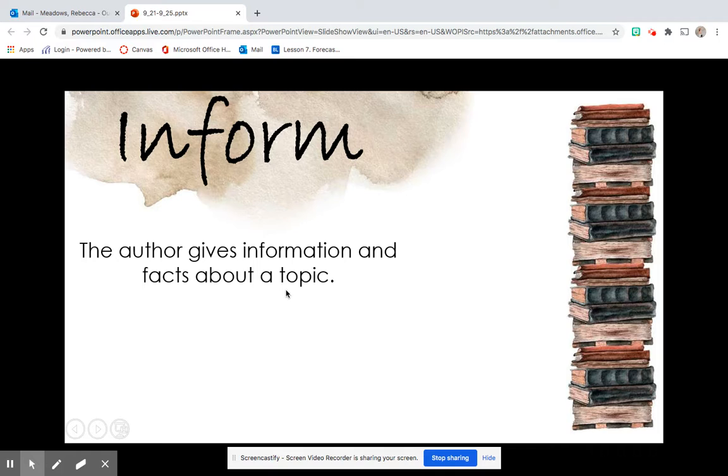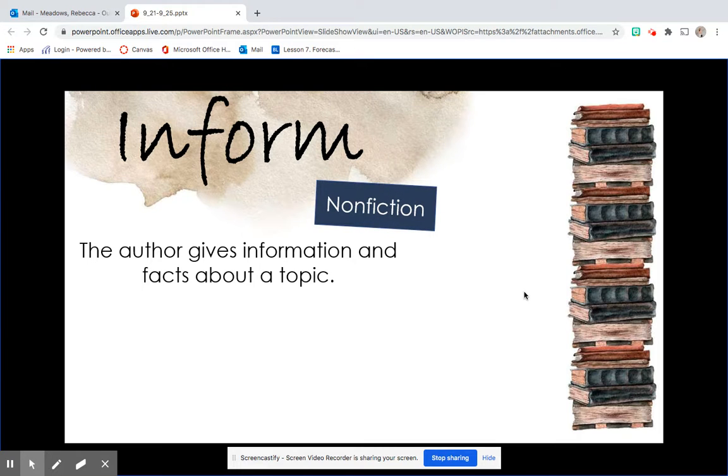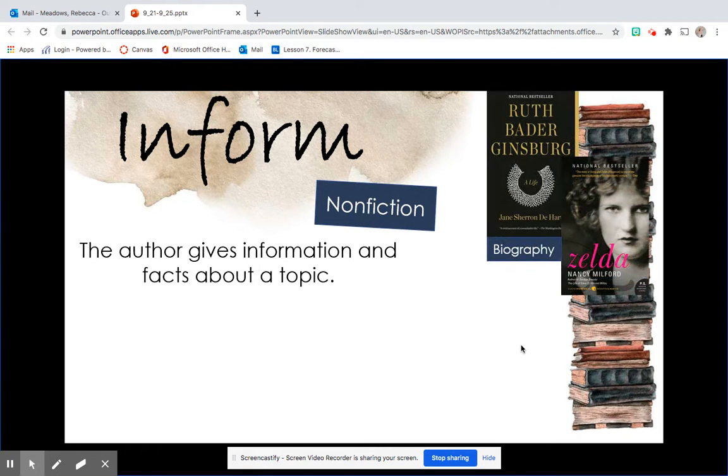So, for example, if they're reading or writing a story about birds, there's going to be facts about the birds. So you might see like birds fly south for winter or north for winter. That's a fact about the bird. So if you're reading an informing or an informational text, you will get facts about the topic. So some good examples are nonfiction books, biographies, because you're getting facts and information about a person.